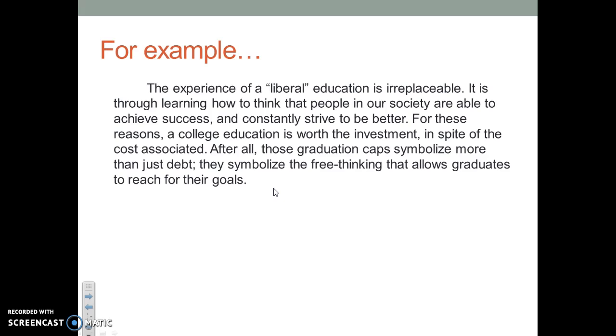The experience of a liberal education is irreplaceable. It is through learning how to think that people in our society are able to achieve success and constantly strive to be better. For these reasons, a college education is worth the investment, in spite of the costs associated. After all, those graduation caps symbolize more than just debt. They symbolize the free thinking that allows graduates to reach for their goals.